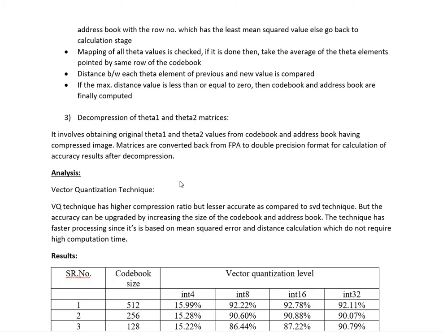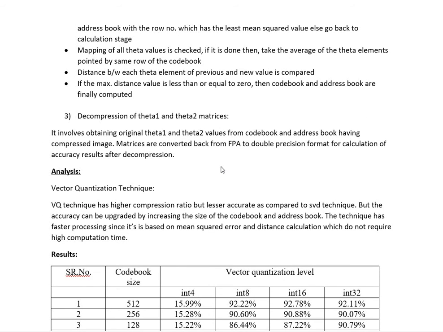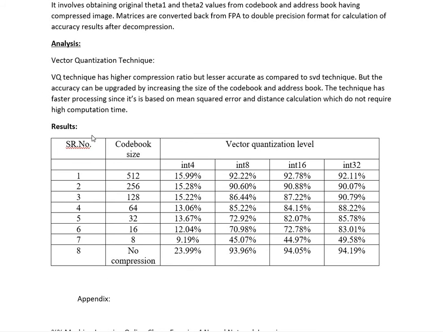In the next step, we decompress the values of the theta 1 and theta 2 matrices. In this process, we generate the original theta 1 and theta 2 matrices from the codebook and address book. After decompression, the matrices are converted back from fixed point format to double precision format, and the accuracy is calculated in MATLAB.